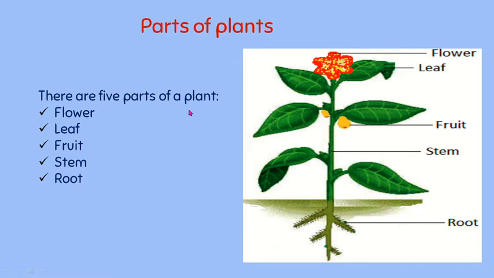There are 5 parts of a plant. As you can see in this picture, root is the underground part of the plant. Stem, fruit, leaf and flower: these 4 parts are above the ground and the root is under the ground. These are called shoots and this is root.